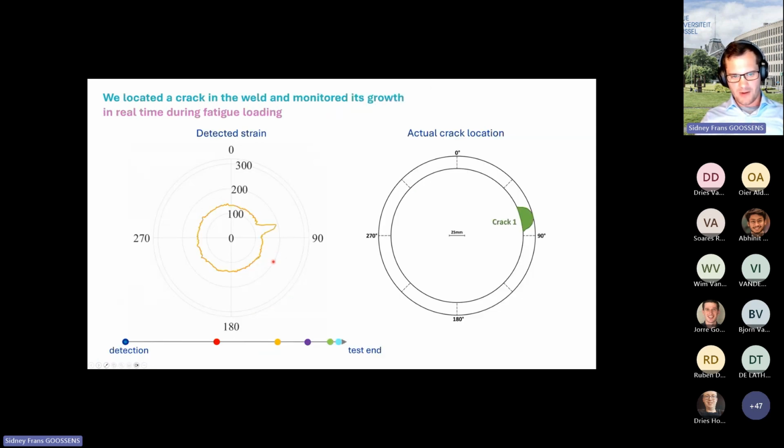What you see on the following graph is now the strain along the circumference of the beam, so along the length of the optical fiber, but here plotted radially. And here, on the right graph, you see the location of the crack.